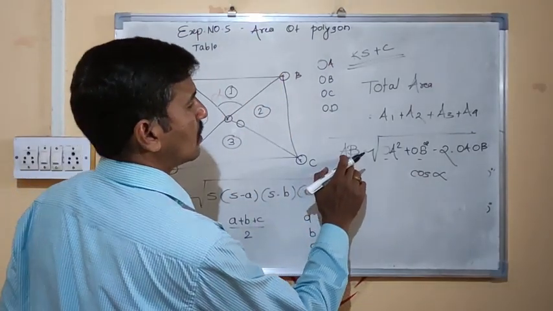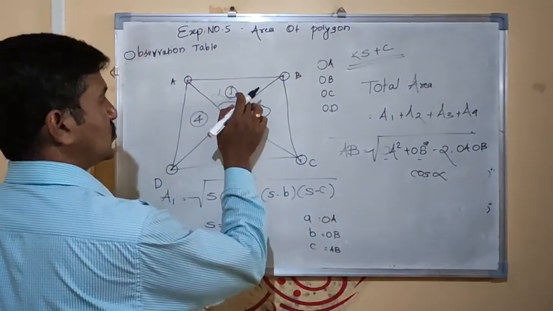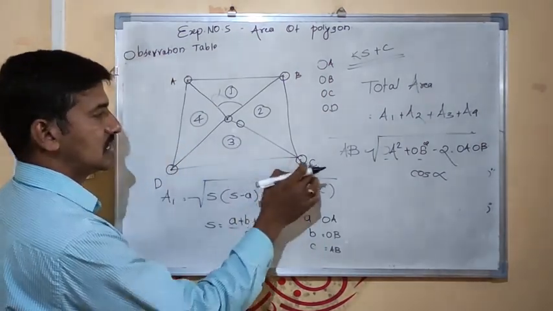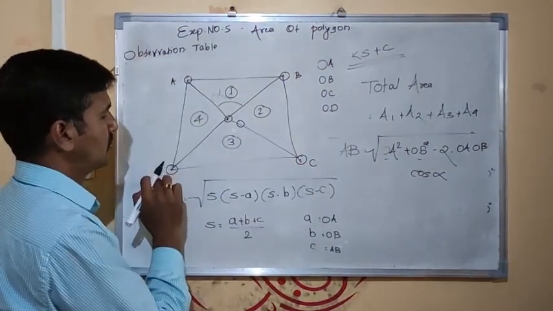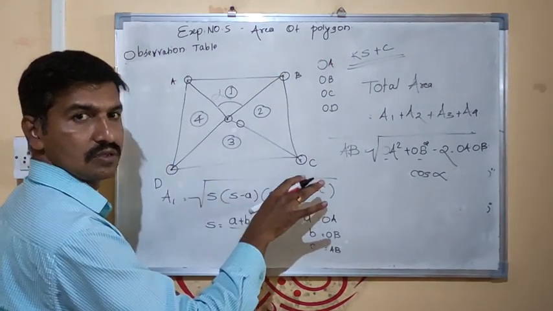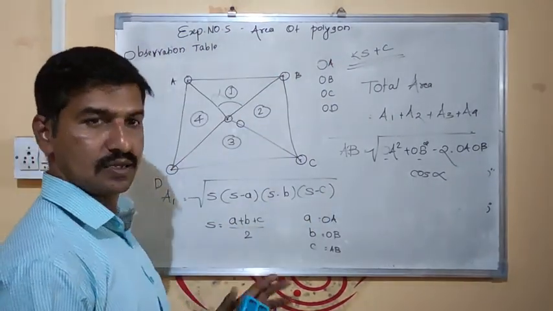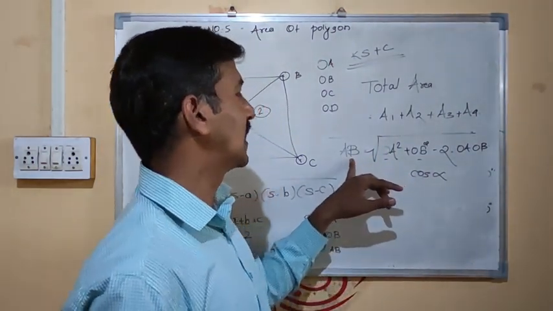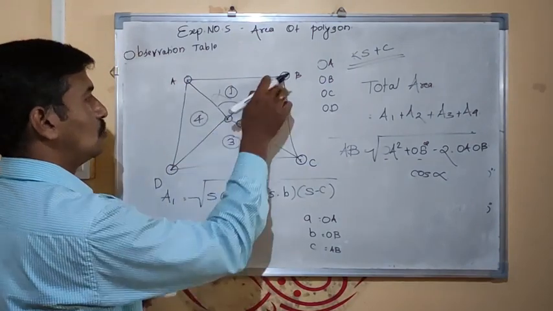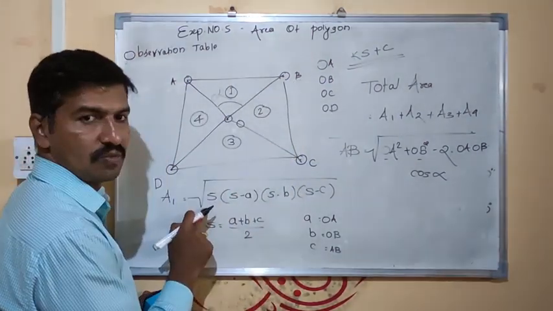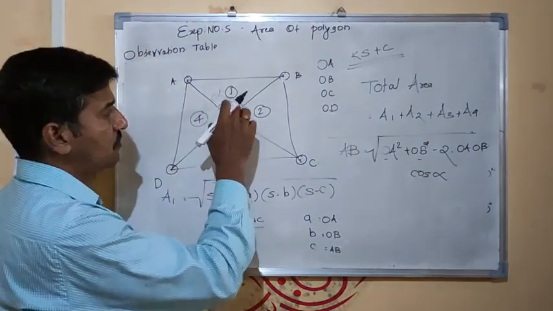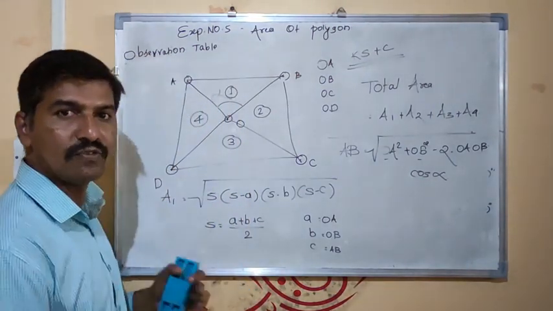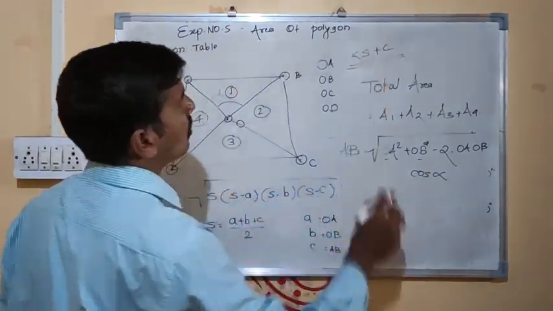So likewise, all the 4 unknown sides: for the first triangle it is AB, for the second triangle it is BC, for the third triangle it is CD, and for the fourth triangle it is DA. These 4 sides are found out by the respective formula, which is the cosine rule. Once you have got 3 sides of a triangle, OA, OB and AB, by using this formula we can find out the area of the first triangle. So likewise, add the 1, 2, 3, 4 areas. Add the 4 areas, you will get the total area of the polygon.